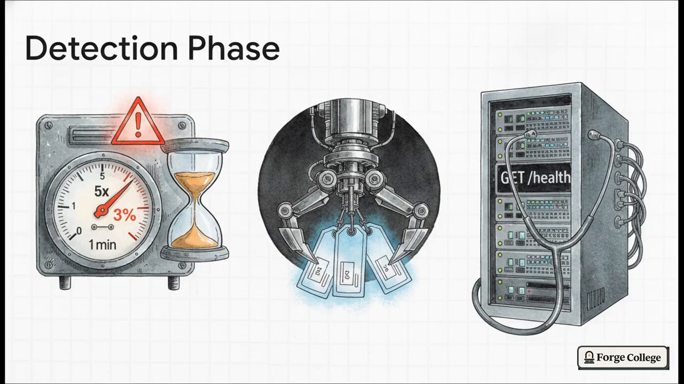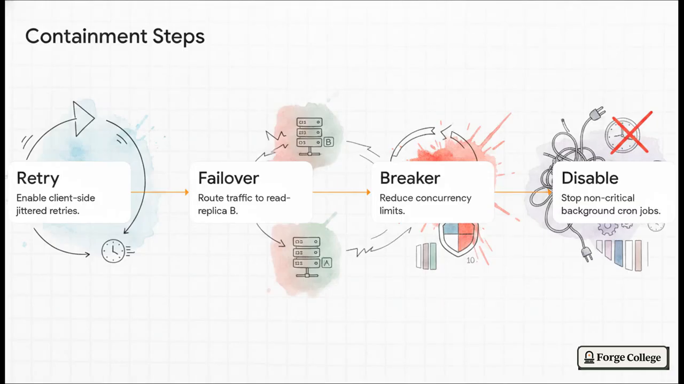Notice the absolute clarity here. It says verify 5xx error rate is greater than 3% sustained for 1 minute. It doesn't say check if errors are high. It gives a concrete threshold. Then collect 3 request IDs, not some IDs, exactly 3. Finally, run a quick HTTP GET health check. If you hand this to an intern at 3 a.m., they know exactly what to do without needing any prior context.